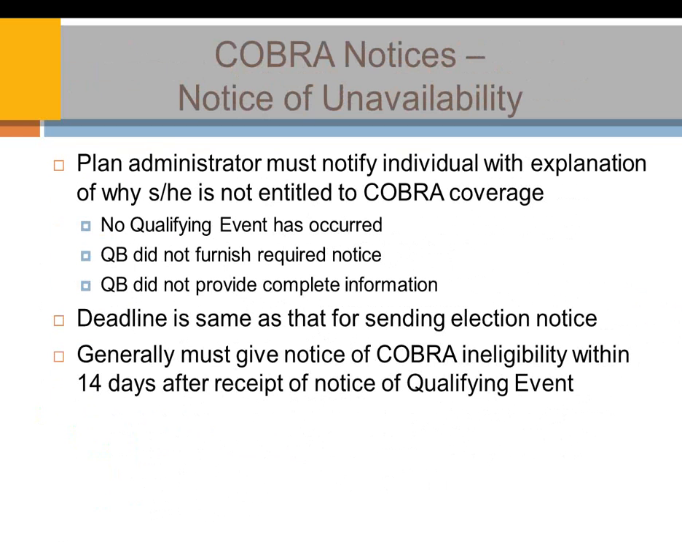There are some other notices out there. The notice of unavailability. These are when a plan administrator is notifying an individual with an explanation of why he or she is not entitled to COBRA coverage, which may mean that there's no qualifying event. Gross misconduct might be in there, but these are really important notices to get out, because otherwise you could get challenged in court. There are deadlines as well with these, and again, you've got the 14-day requirement.